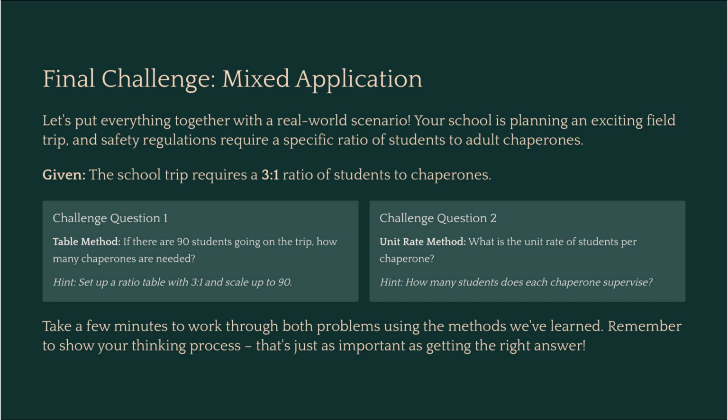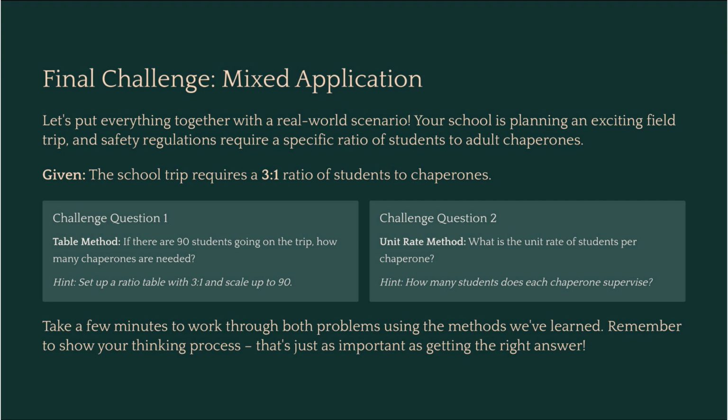Here's a final application problem using all the skills we've covered. A school trip requires a 3:1 ratio of students to chaperones. For question 1, if there are 90 students, you simply divide 90 by 3 to find the scaling factor of 30. Therefore, you need 1 times 30, or 30 chaperones.